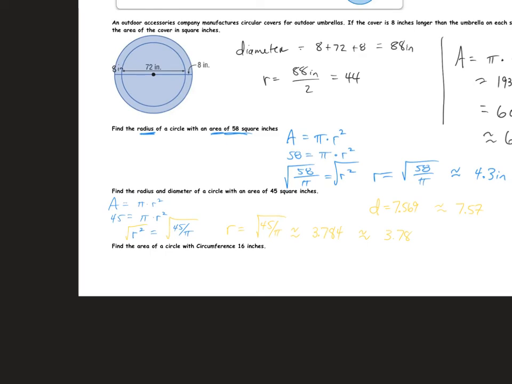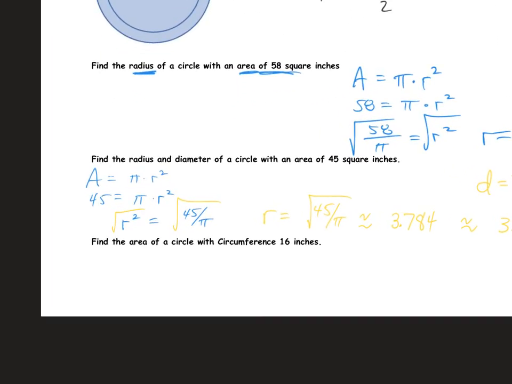I said to find the area of a circle with circumference that is 16 inches. So this is going to go back to our previous chapter. We know that circumference is equal to pi times the diameter. So here I got 16 is equal to pi times the diameter. So I'm going to solve for diameter. So 16 divided by pi, that's the diameter of my circle. 16 divided by pi gives me 5.09. So diameter is 5.09.